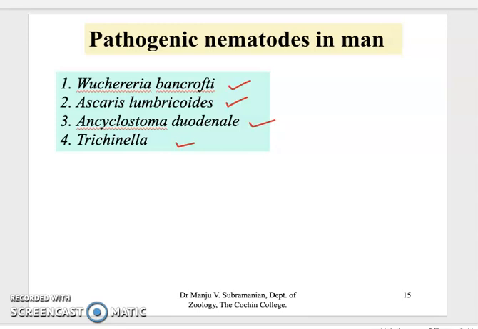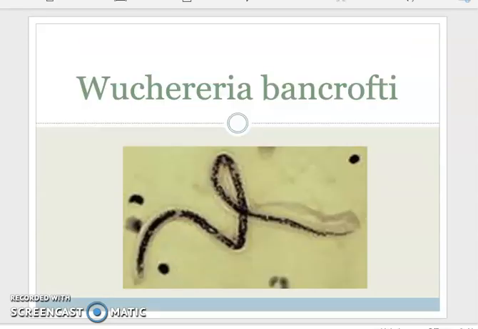under the pathogenic nematodes. Wuchereria bancrofti is a common filarial worm which causes lymphatic filariasis in man, and it is an endoparasitic nematode inhabiting the lymphatic system of man. As you can see in this picture, these adult worms are long, slender, creamy white, translucent, and their body is covered by a smooth and transversely striated cuticle. You can see the cuticle cover.